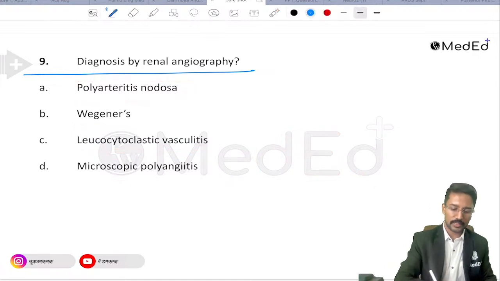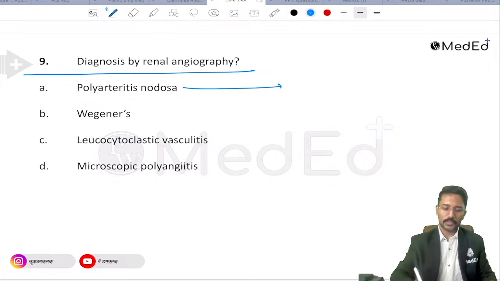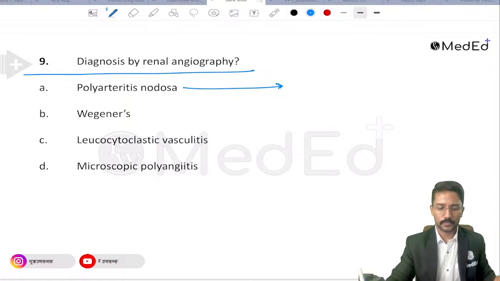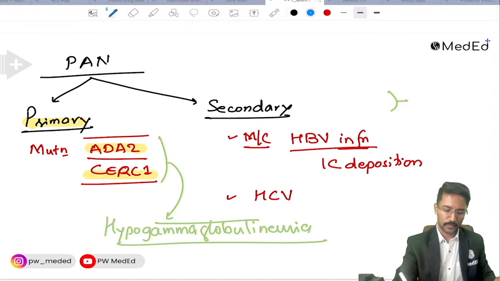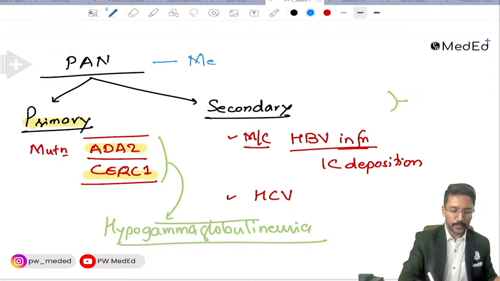Few points I've already discussed in the previous session. It is a vasculitic condition, right? Now polyarteritis nodosa, what kind of vasculitis it is? Medium vessel vasculitis, small vessel vasculitis, or large vessel vasculitis? We have discussed this in the previous session also. Okay, so polyarteritis nodosa, you have to remember that it's a medium vessel vasculitis.